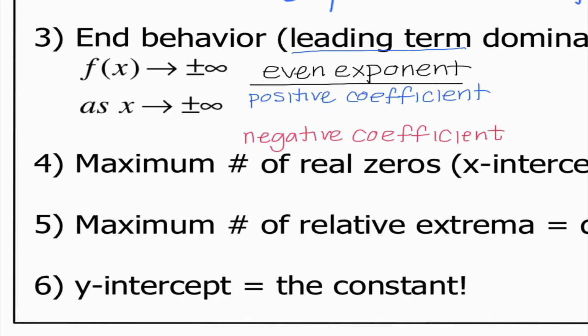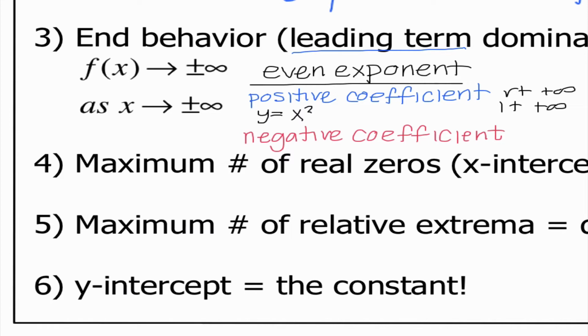So let's say we had an even exponent that had a positive coefficient. That would be something like, for example, y equals x squared. To the right, it would go to positive infinity, and to the left, it would also go to positive infinity. So that's telling me that it is increasing in both directions.